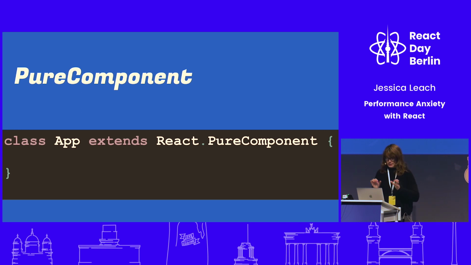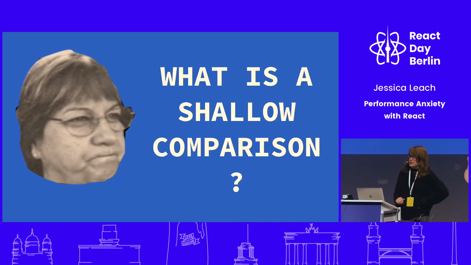It does a shallow comparison of the props. So if a prop is an object that has one of its properties change, then a re-render won't be triggered. But what is a shallow comparison?